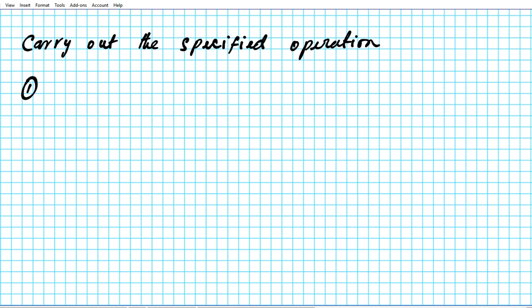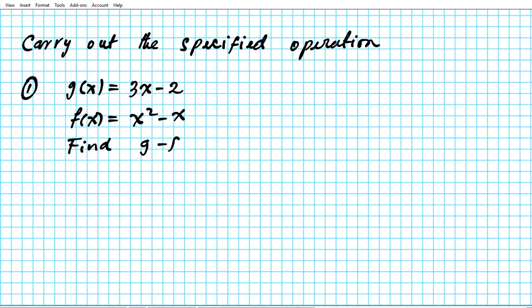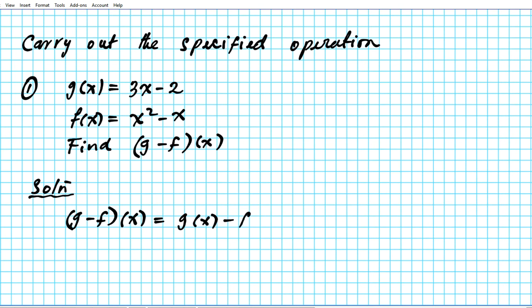For number one, let's say we have g of x equals 3x minus 2, and f of x equals x squared minus x, and you're to find g minus f of x. Okay, let's take a look at that. Let's start with the formula. G minus f of x simply means that you're going to take g of x and subtract f of x from it.